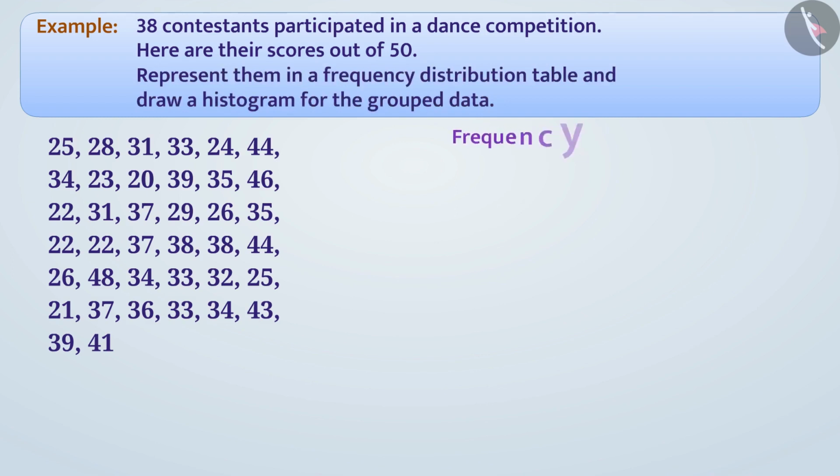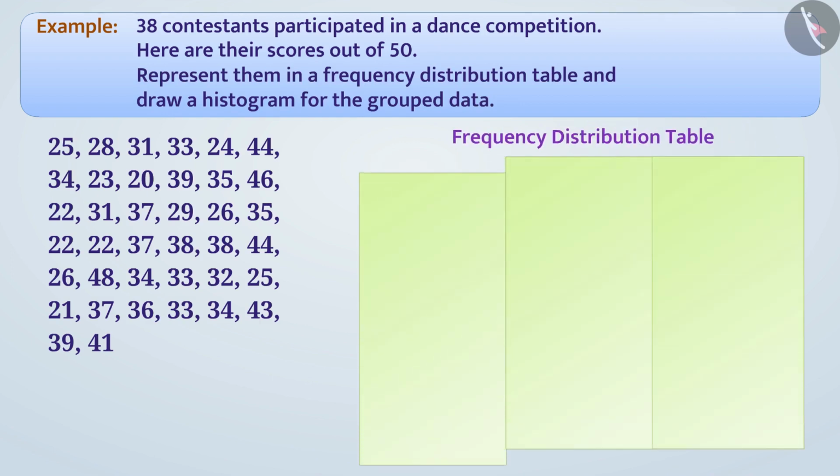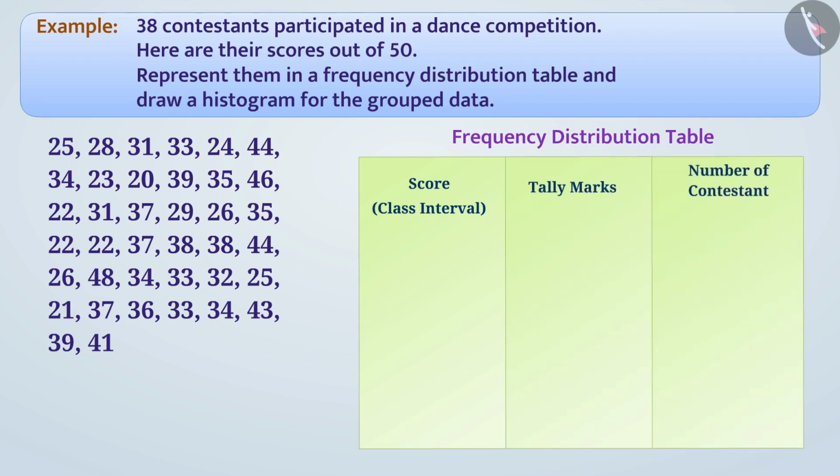To create a frequency distribution table, we will create 3 columns. The first column will show the class interval of the score. The second column will show the tally marks, and the third column will show the number of contestants, which will show the frequency of the class interval.